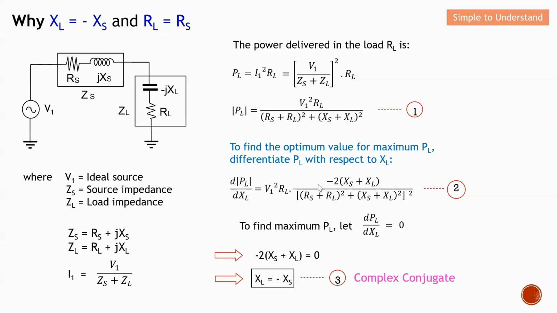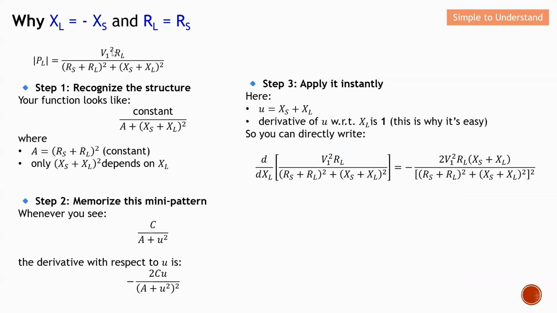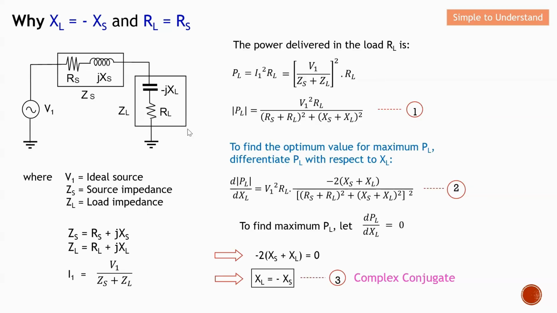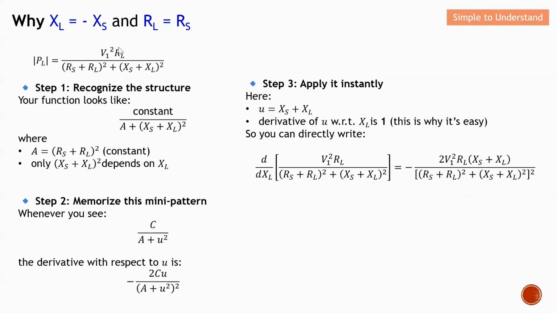But before that, let me explain how to do this differentiation first. This is the equation that I illustrated earlier. Remember, I need to differentiate this equation with respect to XL. With respect to XL means that this is in fact a constant number. This can be A, so I let A equal RS plus RL squared, as you can see from here. The key thing is basically the XL.